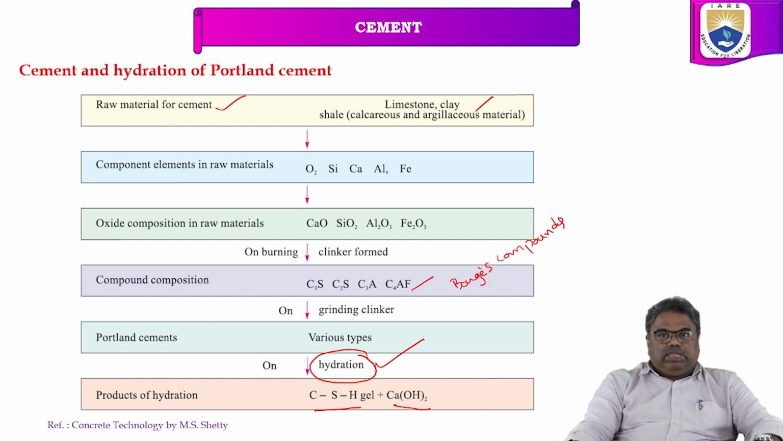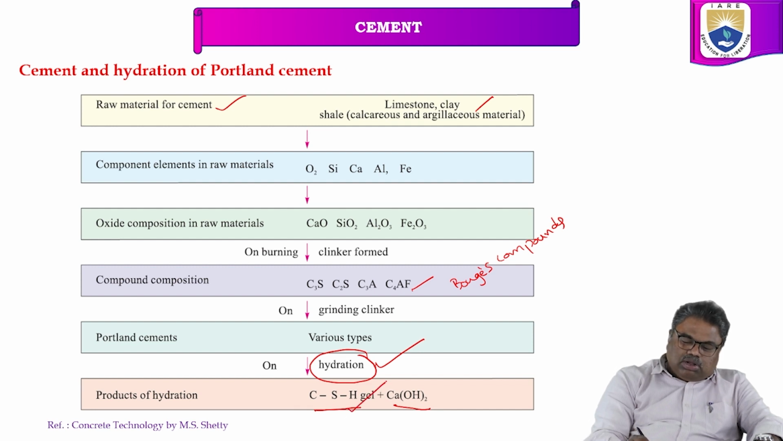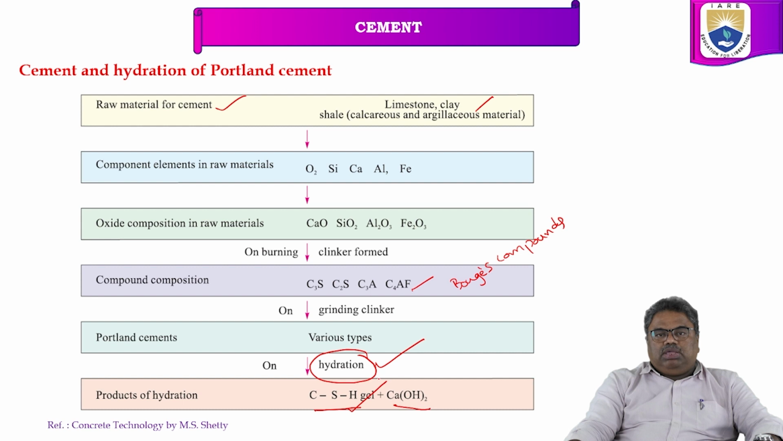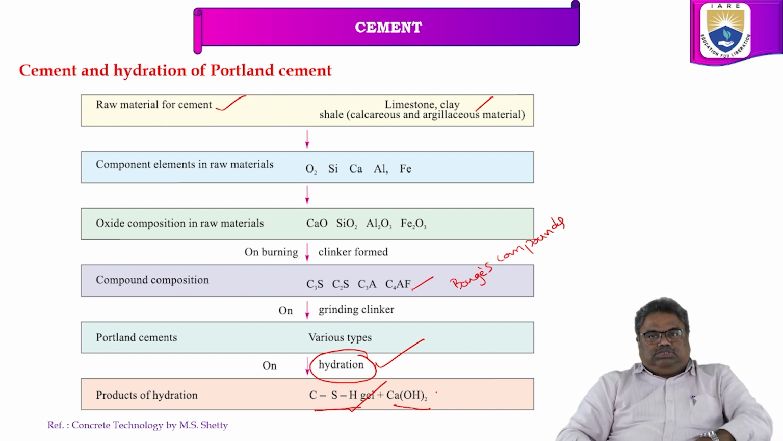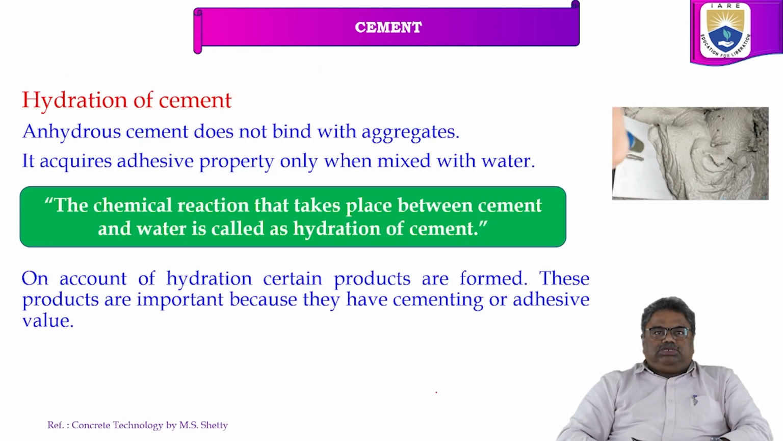CSH is calcium silicate hydrate gel. This is the major compound for the strength gaining of the cement. And Ca(OH)2, calcium hydroxide, is the byproduct of the hydration process. How to use this Ca(OH)2 we will discuss in the next slides. This is the general flow diagram for the hydration of the cement.